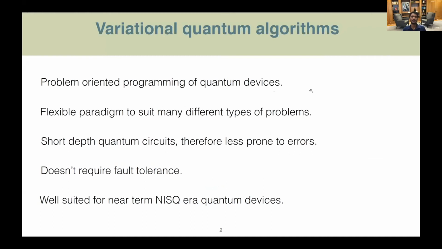Variational quantum algorithms, as we know, are very problem-oriented quantum devices, but at the same time, they also allow a certain degree of flexibility in the paradigm, just like in neural networks.